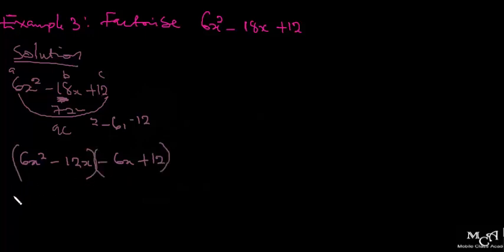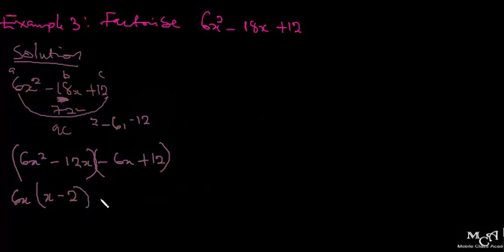The common factor here is what? 6x. So if we take out 6x from here, we are left with x. Take out 6x from here, we are left with what? Minus 2. Minus 2 times 6x will give minus 12x. So that's fine.